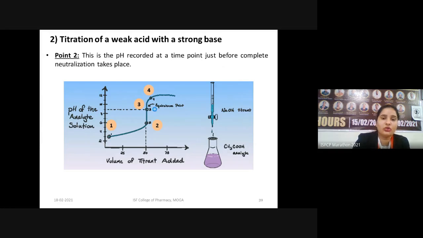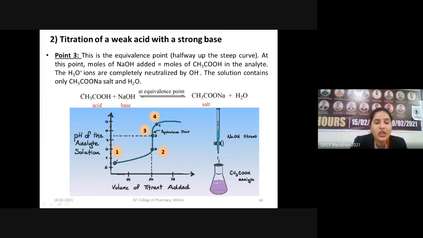Now the next is point 3. What is point 3? Point 3 is a specific point at which all the hydronium ions which were present in our analyte solution have been neutralized by the OH negative ions which we have added from the burette. So at point number 3, complete neutralization has taken place. This point is known as the equivalence point. Why is this known as the equivalence point? Because the number of H positive ions which have been produced by the acetic acid is completely equal to the number of OH negative ions present in the solution.